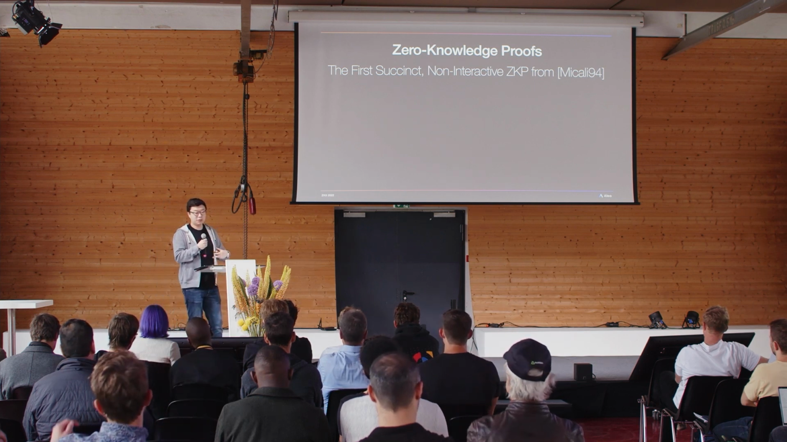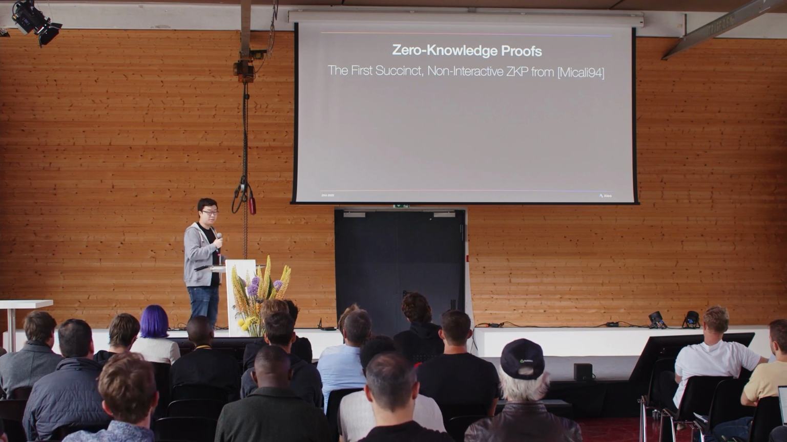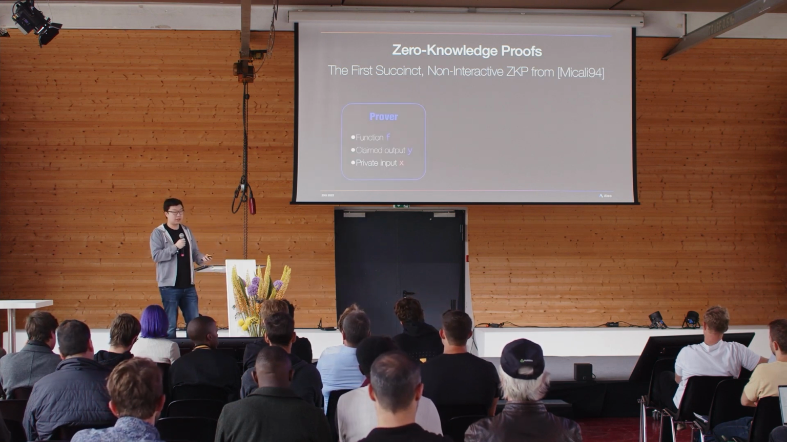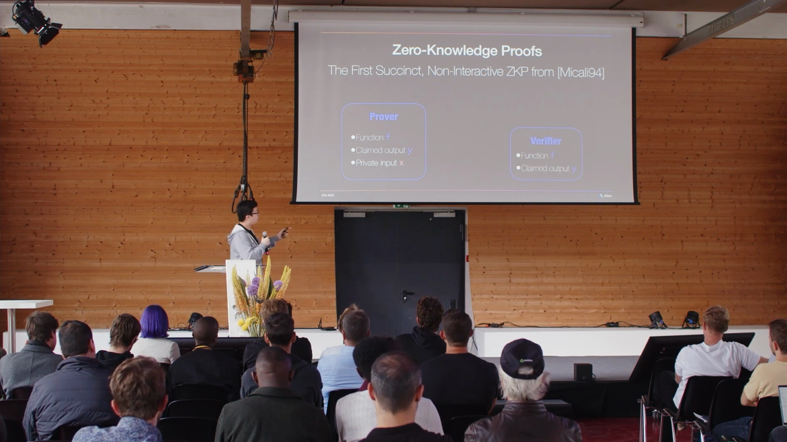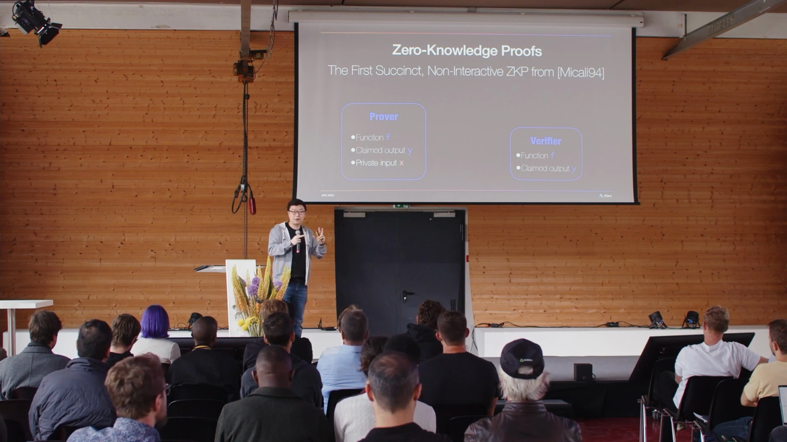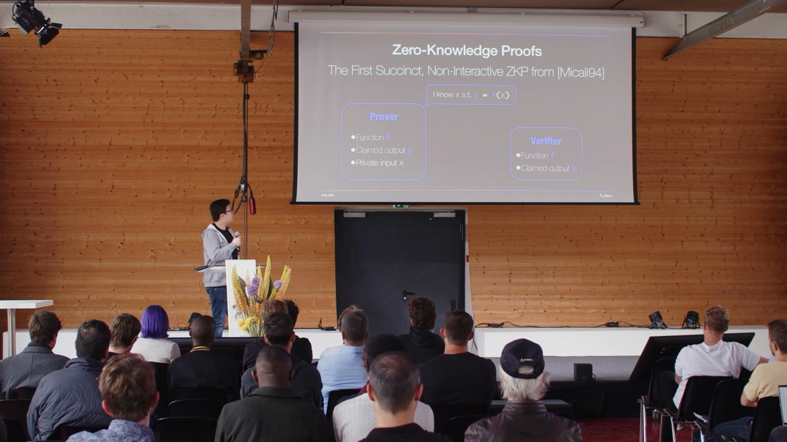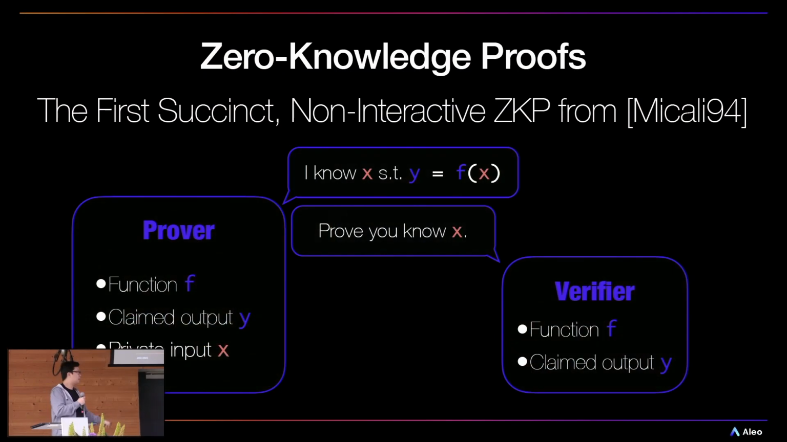Silvio Micali published a paper that showed the first succinct non-interactive ZKP. And the idea there, again, was that there was a prover, but now the verifier was actually really, really small. And so that's the succinct property. And diagrammatically, I show that the verifier, therefore, is much smaller. And the prover actually made the same claim as before. It says, hey, I know some x such that y equals f of x. And the verifier once again said, prove to me that you know x.